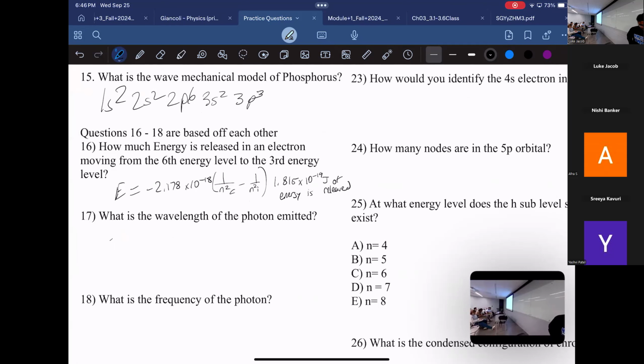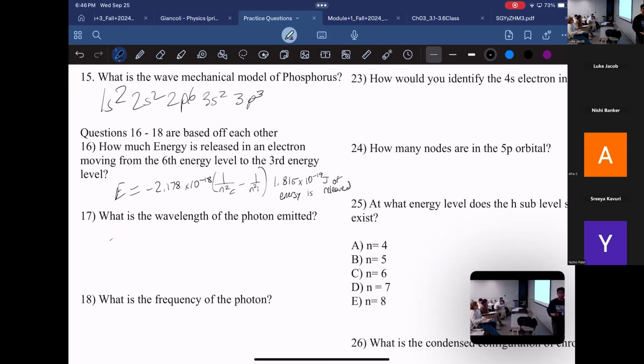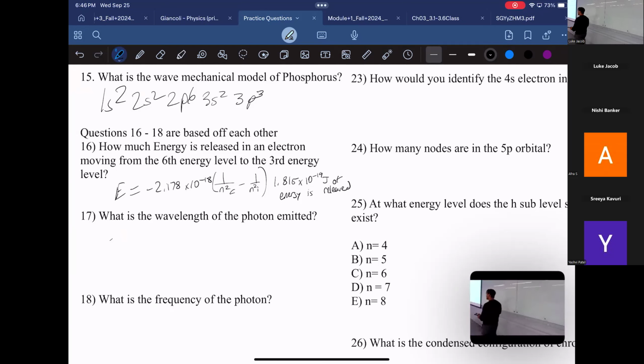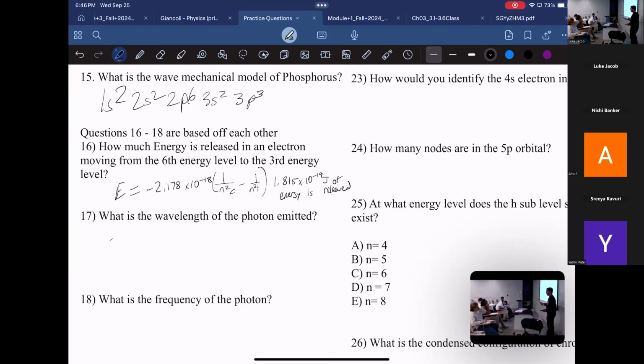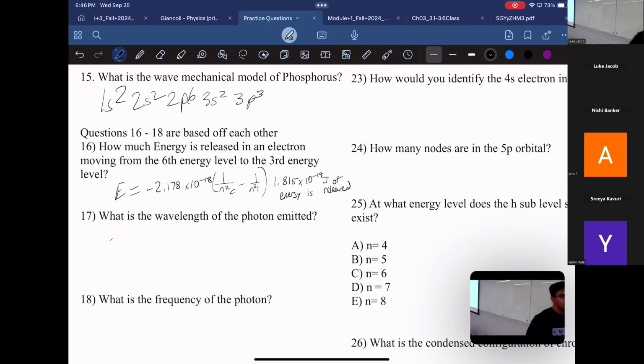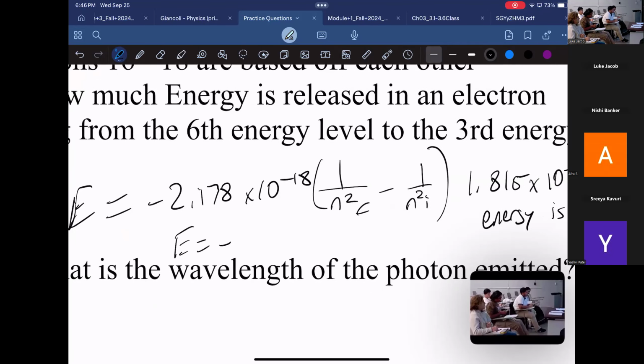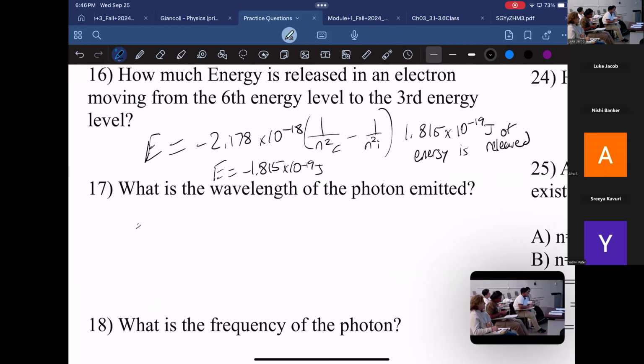All right. Okay, now we go to wavelength. You want to take that value, and you don't want it to be negative when you take it to the other equation, E equals... because energy itself is not negative. The only reason it's negative in the first one is that it represents energy being released, going from the sixth to the third level. So there, E equals -1.815 times 10 to the -19 joules, but in this one you want to use positive because that's just the energy in general.